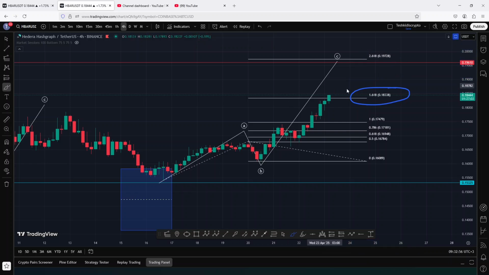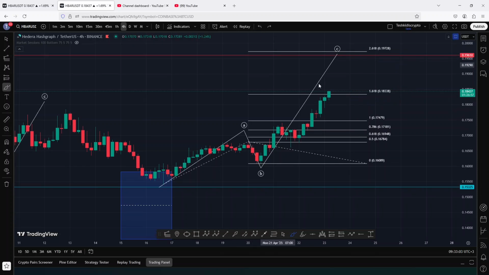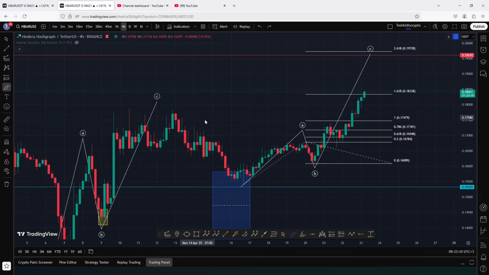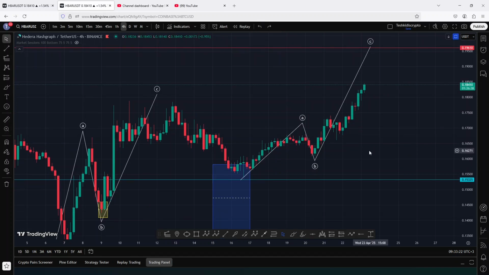And once we have a high in place in the formation of this wave C, then from that point I will expect a bit of a deeper retracement over here to give us a corrective structure of this whole bounce before we can continue pushing even higher. So that is the roadmap that I'm expecting Hbar to follow for the next coming days, and let's be patient and see how that plays out, and I will ensure you stay up to date.